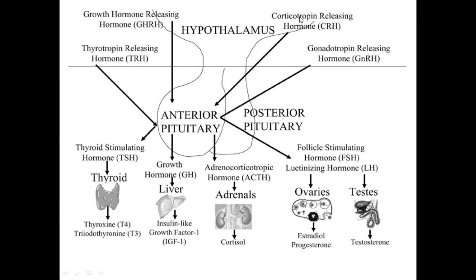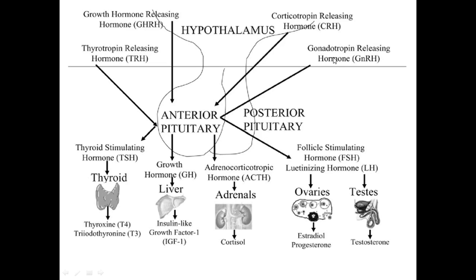We have also the corticotropin releasing hormone from the hypothalamus, which will act on the anterior pituitary, stimulating the release of adrenocorticotrophic hormone, the ACTH, from the anterior pituitary, which acts on the adrenal cortex and stimulates the release of the glucocorticoid. The most important one is cortisol.